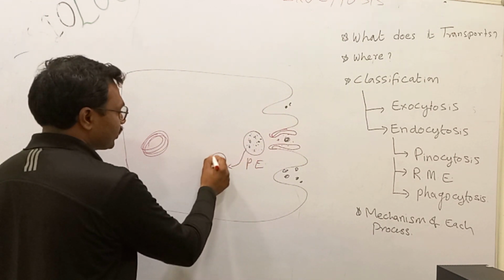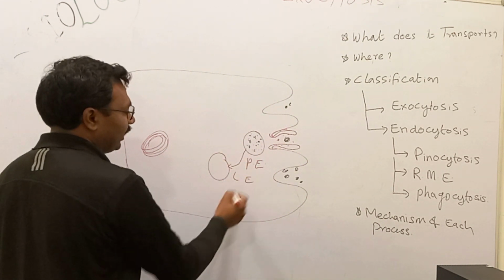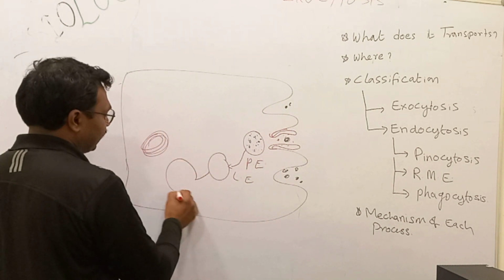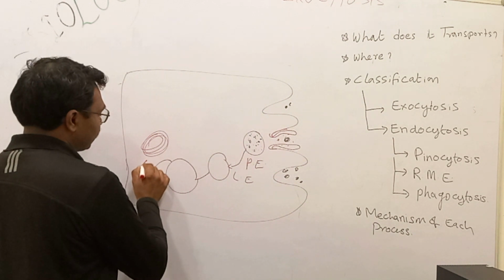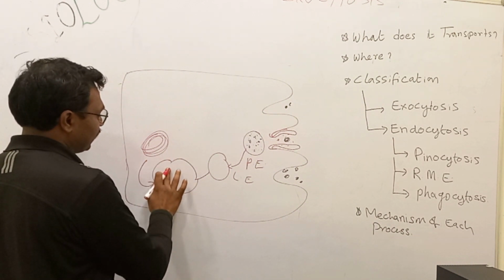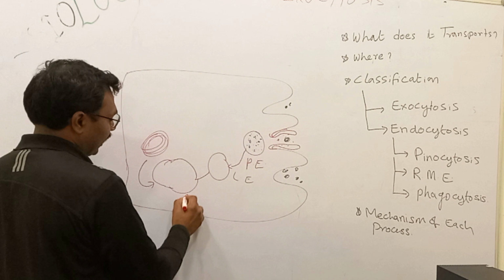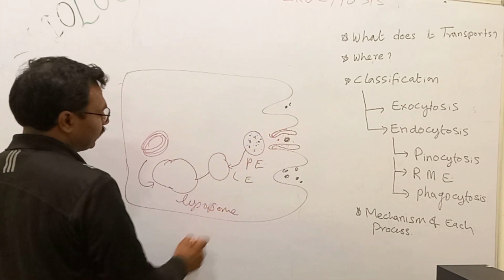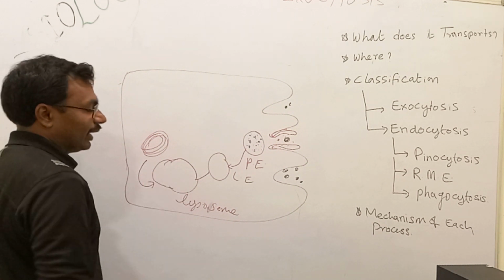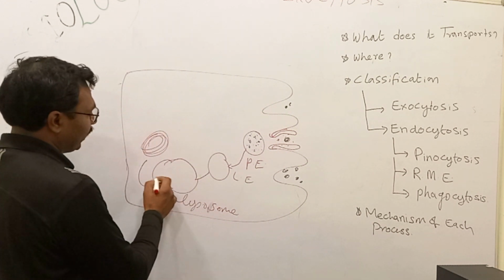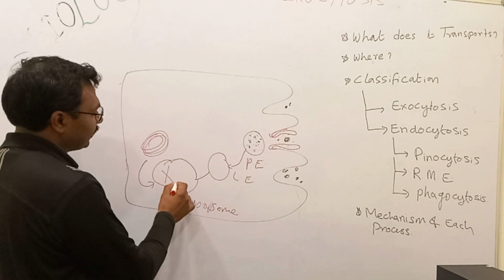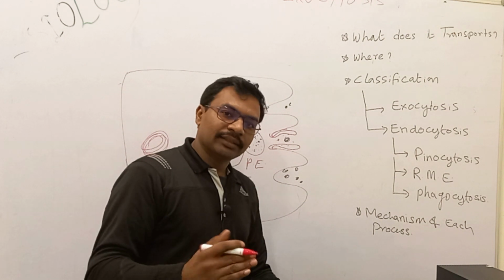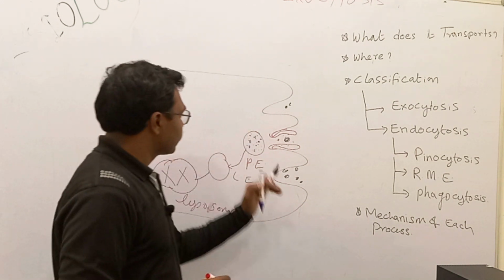Gradually it becomes a late endosome, and then it mixes with the lysosome. So the lysosome comes in here. This is the lysosomal mixer, called the lysoendosome. In the lysosome, the contents are digested, degraded or destroyed.